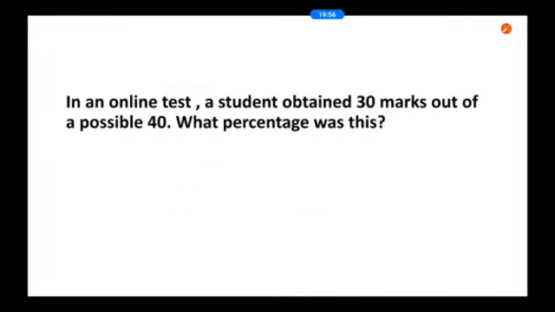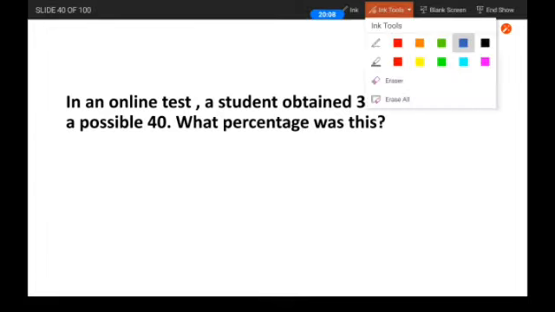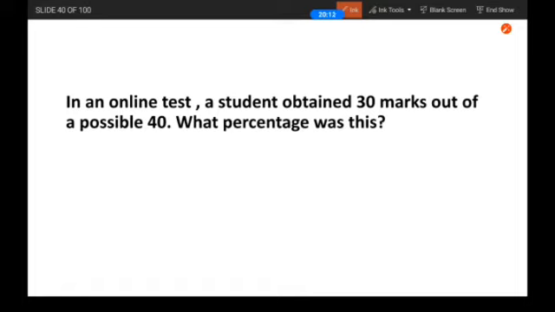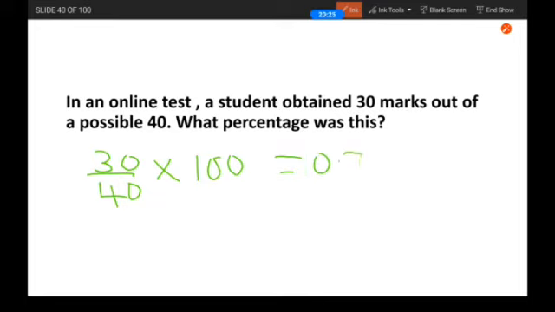This one is easy. In an online test, a student obtained 30 marks out of a possible 40. What percentage was this? Now, what do you think we are going to do here? Very good. Percentage will be 30 from 40, times 100. And that becomes 30 divided by 40. We get 0.75, then times 100. So that will be 75%.